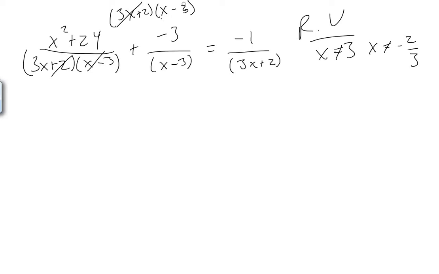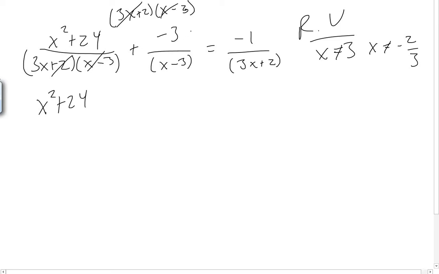When I do it to the first term, I'm left with x squared plus 24. That's it. There's no more fraction. But because I multiplied by these two to the first term, I also have to do it here: 3x plus 2 and x minus 3. That gives me negative 9x, because the negative 3 gets multiplied times the 3x and times the 2, so I get negative 9x minus 6.